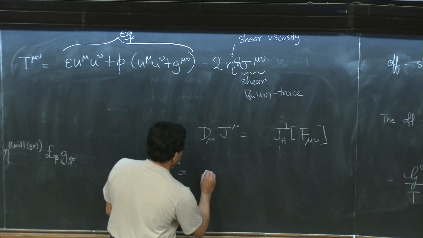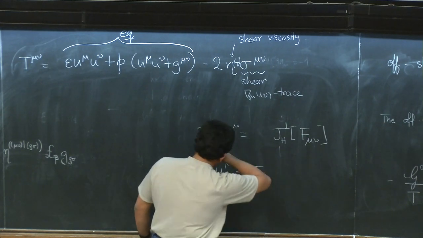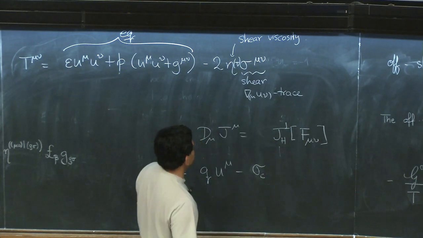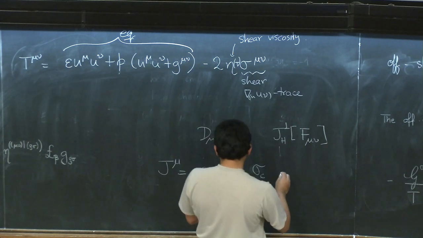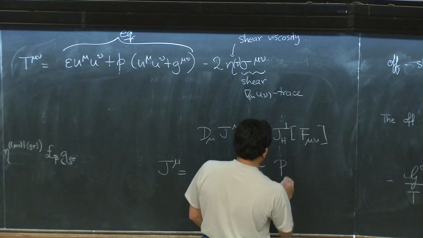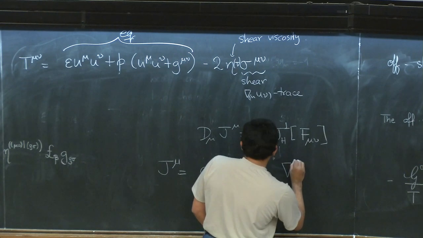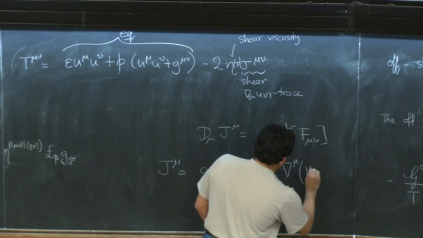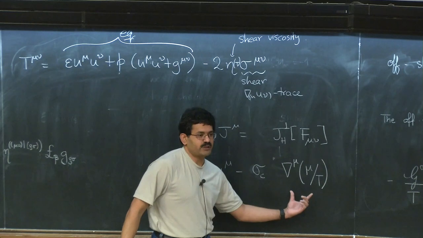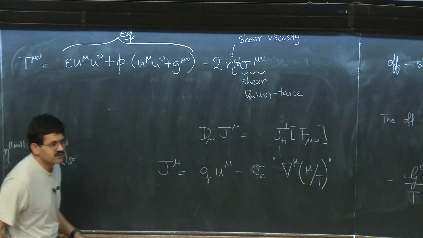Okay? So in other words, J would be the charge density times velocity minus conductivity times, let me call it sigma C. Sigma comes up in 100 different places. There's a vector here. Basically, the term gradient of the chemical potential gives you conductivity. I put a quote here because this is not quite the full gradient. It's just the spatial part of the gradient.